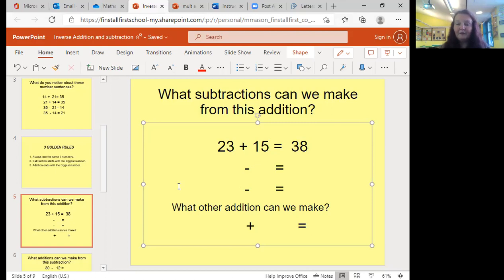Okay, when you've done that, using these 3 numbers, can you make a different add question? I'll give you a clue. Look at these here. What can I do with these 2 numbers?